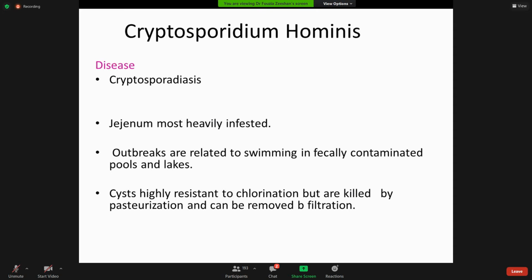Autoclaving and pasteurization have specific temperatures, like 121 degrees centigrade in autoclaving, and I don't remember the temperature of the pasteurization process. At high temperature the cysts can be easily killed, but they are not killed by chlorination. Swimming pools are usually cleaned by the chlorination process, so swimming pools are one of the causes of spreading cryptosporidiosis.